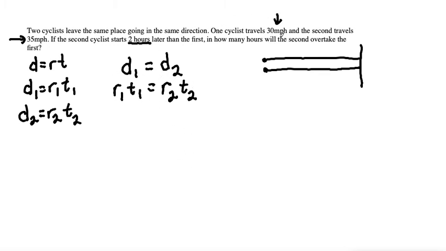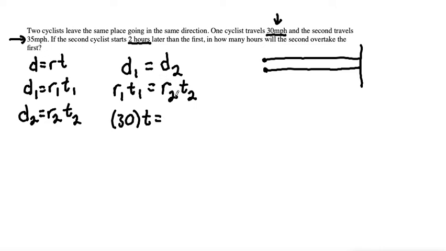We know that the first cyclist is traveling 30 miles per hour, so that gives us its rate. So I'll substitute 30 for R1. And the time of the first cyclist, we don't know how long that's going to be, so I'm just going to leave that as T for now. The question is asking us in how many hours will the second overtake the first, so the question is asking us about time. So that's going to be my variable.